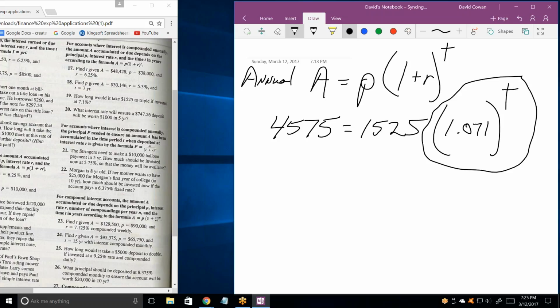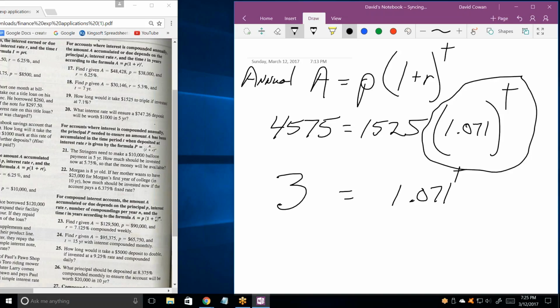Okay. So very first thing I'm going to do, that t is not affecting the 1525. It's only affecting the 1.071. So I basically got to get rid of the 1525. So I'm going to divide both sides by 1525. Gives me 3 over there and 1.071 to the t power there. So already I've made it far simpler.